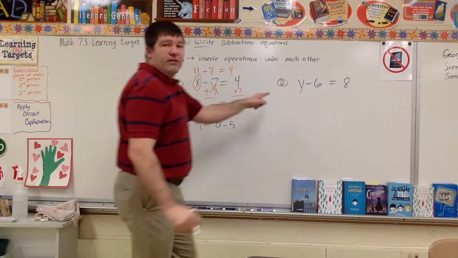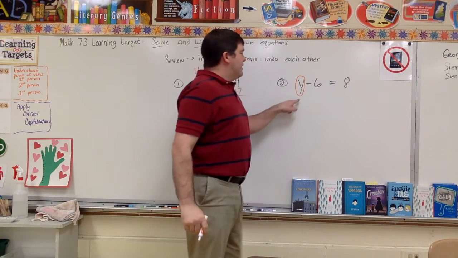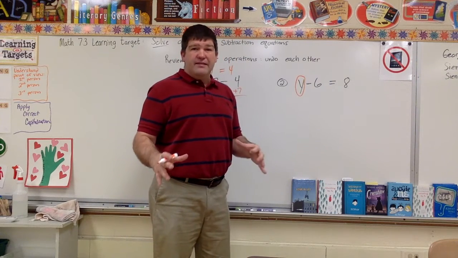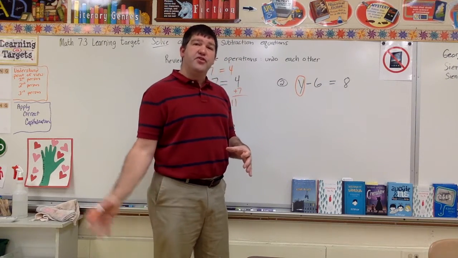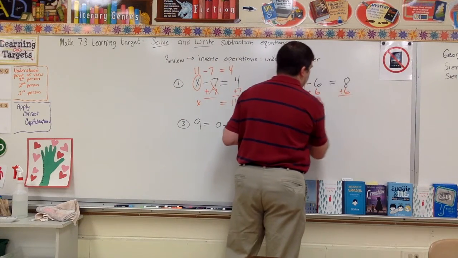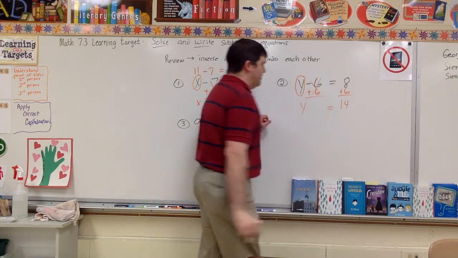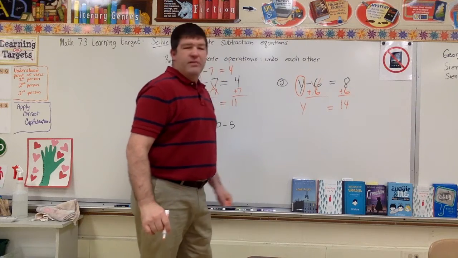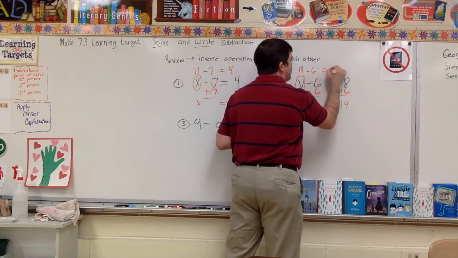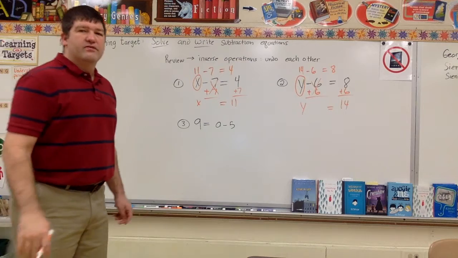All right. Let's go to number 2 over here. I'm going to circle my variable. And then I have y minus 6 equals 8. What do I do to the opposite of minus 6? I add 6. The inverse. I undo it. Okay, so I'm going to add 6 over here, add 6 over here. y, those cancel, equals 14. Now, I want to check to make sure I'm accurate. y, I think it's 14, minus 6 equals 8. 14 minus 6, does that equal 8? Yep. Okay, so I'm good.